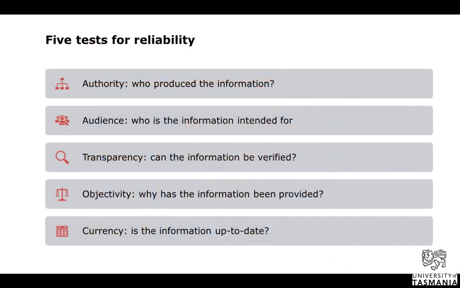Here is a quick refresher on the 5 tests. The authority test asks who produced the information. The audience test asks who the information is intended for. The transparency test asks whether the information can be verified. The objectivity test asks why the information is being provided. And the currency test asks whether the information is up to date.